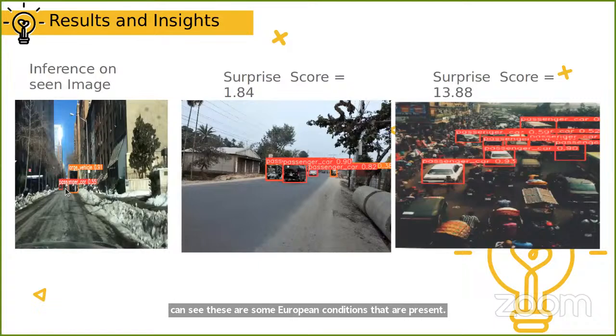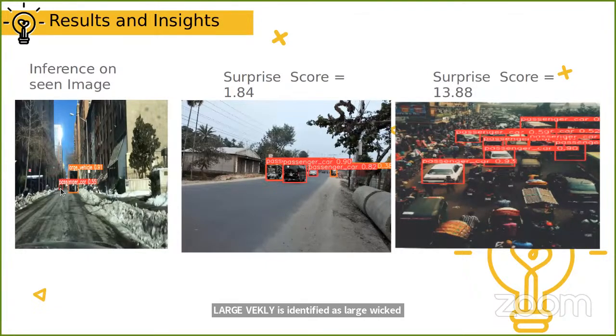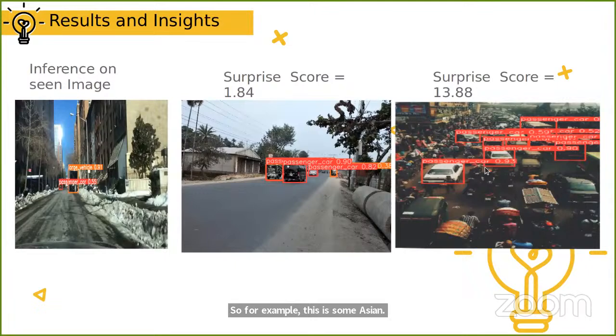So you can see that on the training dataset, which is obvious, the model is performing well. Large vehicle is identified as large vehicle, passenger car is identified as passenger car. But what happens when we introduce a new distribution of dataset to the existing model, which was trained on European conditions, which was the Berkeley dataset? So, for example, this is some Asian images captured in Asia. For this image, the model performs extremely well.